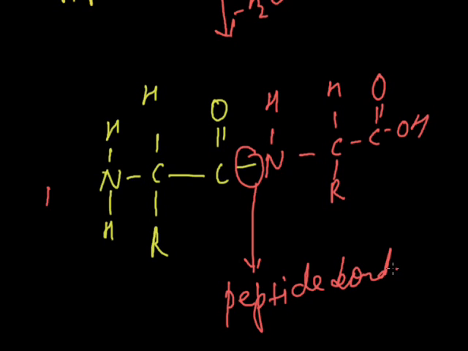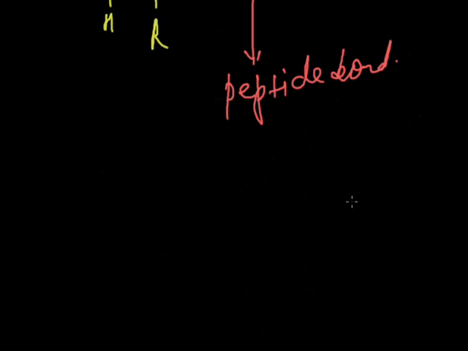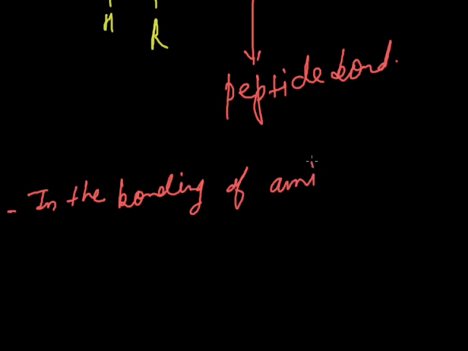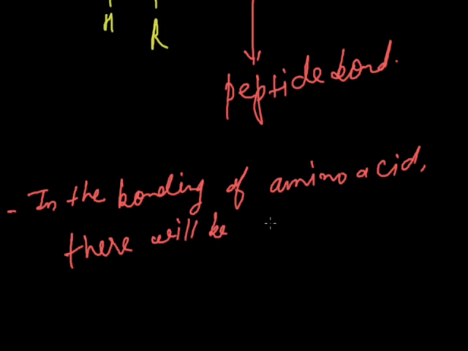So we can simply say that in the process of amino acid bonding, they will form the peptide bond, and with the peptide bond chain, protein will also form. So in the bonding of amino acids, there will be a peptide bond. Okay, thank you.